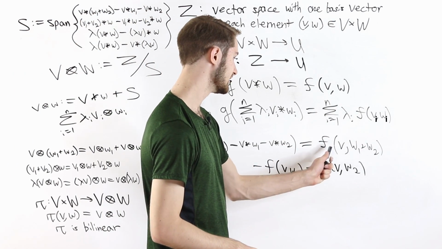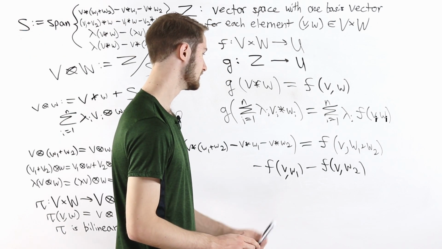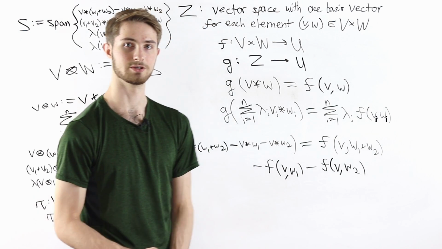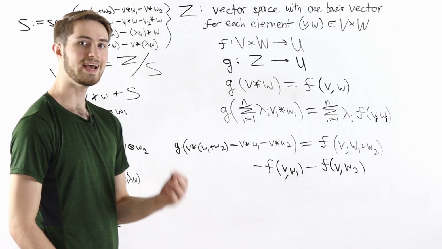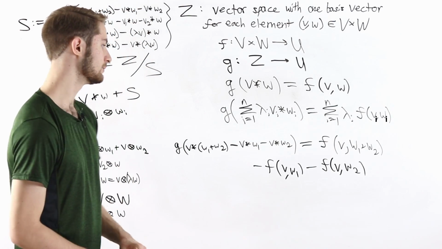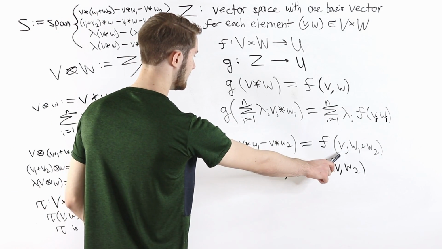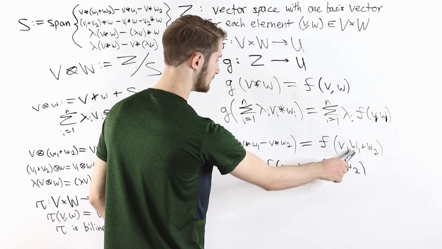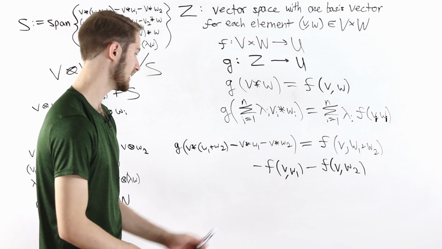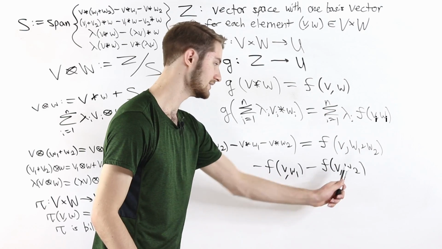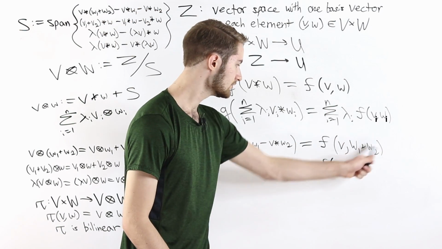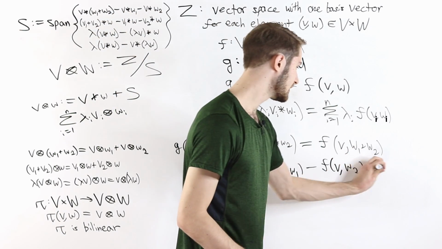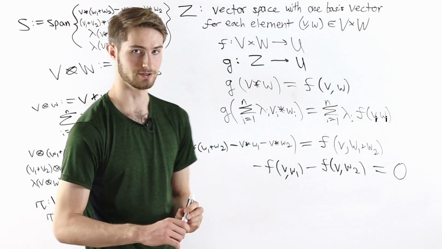But what is f of v comma w1 plus w2 minus f of v comma w1 minus f of v comma w2? Well, remember that f is a bilinear map. And what that means is that if we fix v, then it's linear in the second input w. So f applied to w1 plus w2 equals f applied to w1 plus f applied to w2. So if we take this first part and subtract the outputs for w1 and w2, because f is bilinear, the answer that we get is 0.